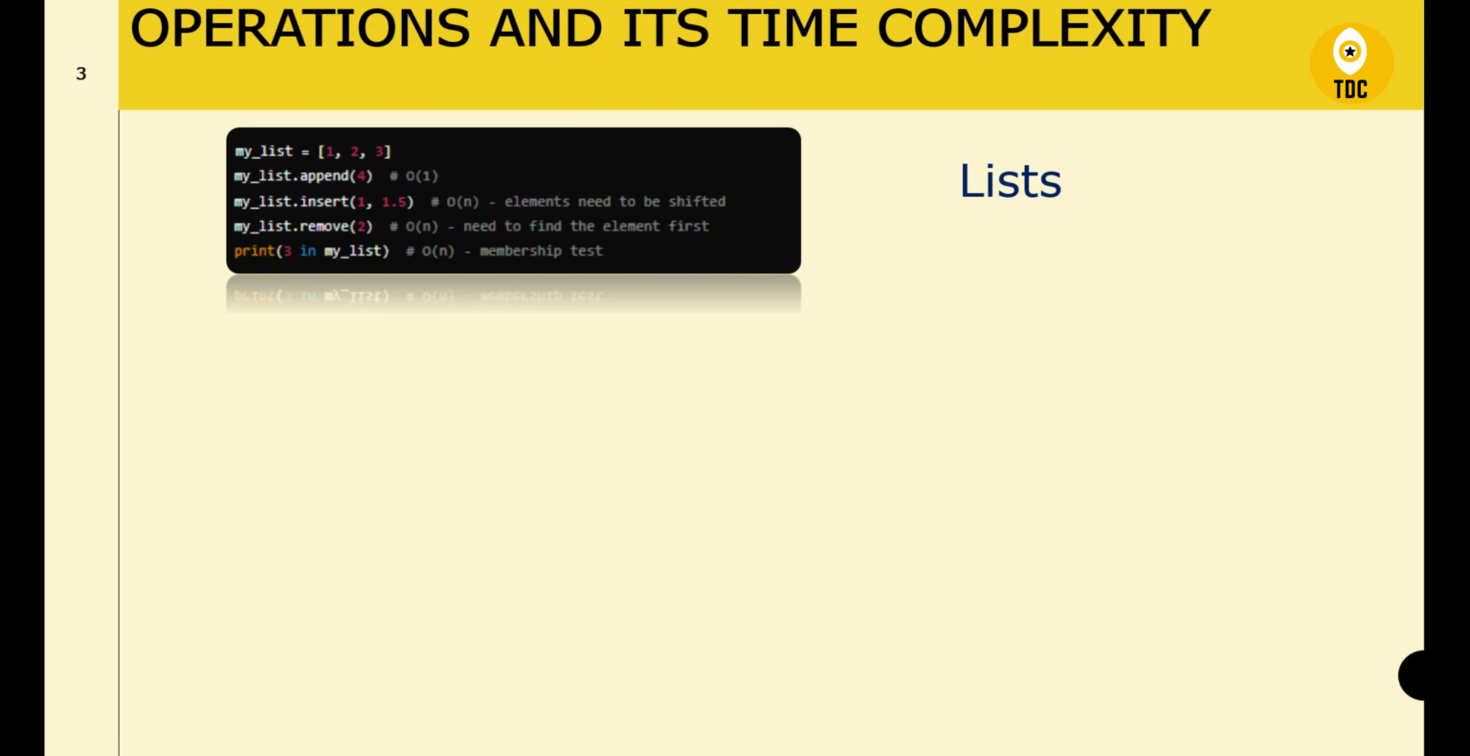Here we are creating a list first, and once we create a list, we are appending. These are all the operations: append, insert, remove, and membership test. These are the most commonly used operations. There are other operations for lists as well, like pop, but we are not considering them. We want to understand which are the most frequently used operations here, and what is the time complexity.